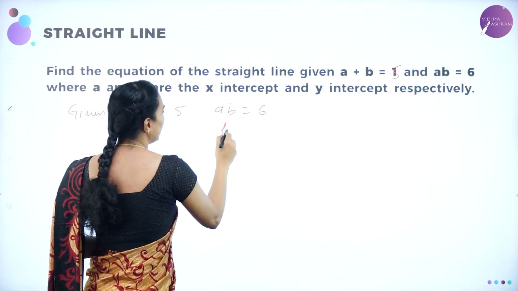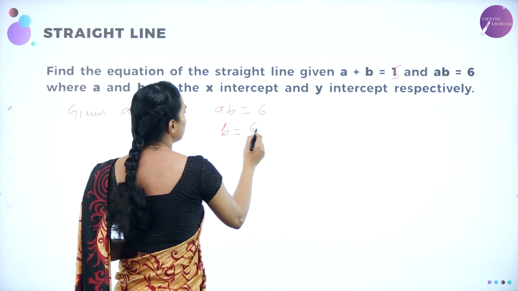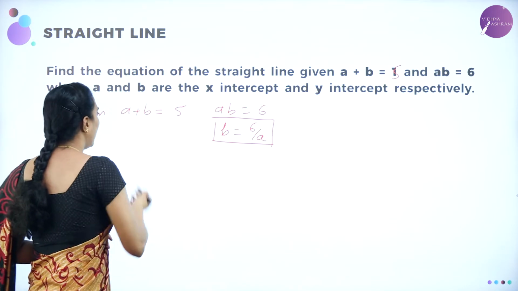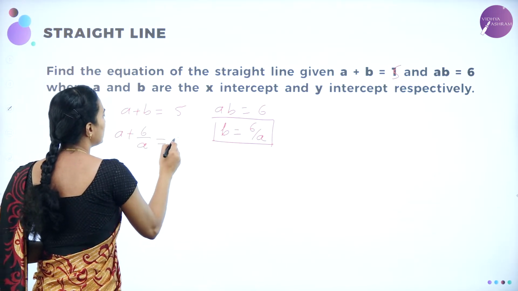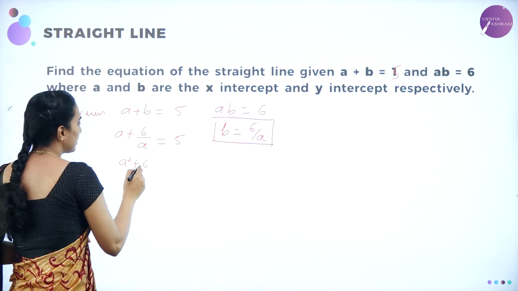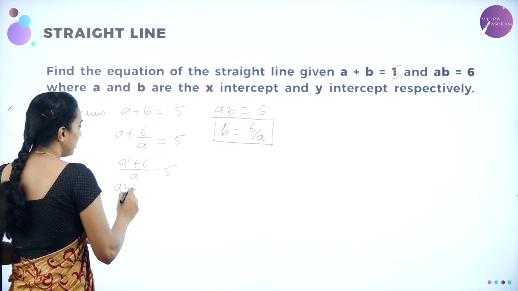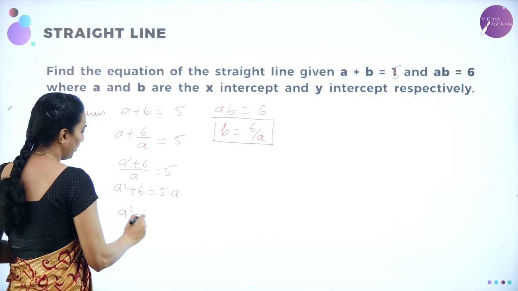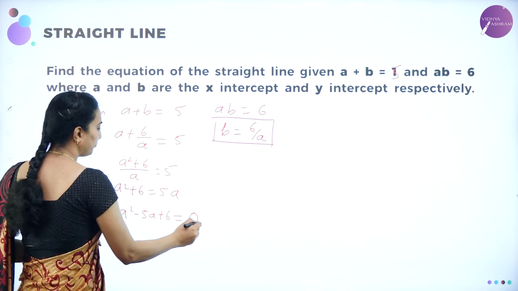Now, you can bring it to the form of either a terms or b terms. So, b can be written as 6 by a, right? Now, writing this as 6 by a, I can substitute here: a plus 6 by a is equal to 5. Taking the LCM, a squared plus 6 divided by a is equal to 5. Otherwise, a squared plus 6 is equal to 5a. Bringing to this side, a squared minus 5a plus 6 is equal to 0.